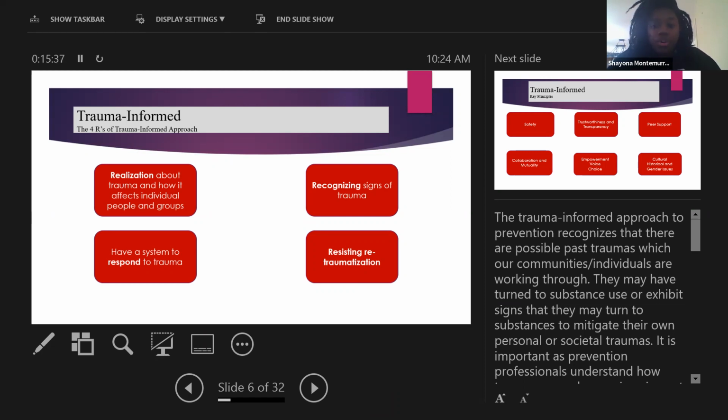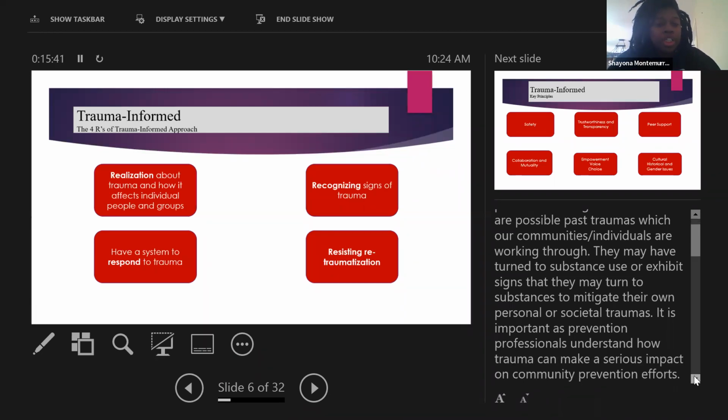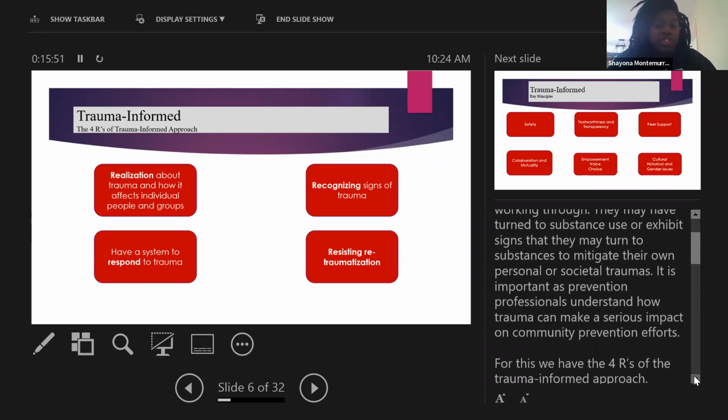It's important for prevention professionals or those who work with people who are undergoing recovery, treatment, health promotion, and prevention to understand how trauma can have a serious impact on different communities and our community prevention efforts.